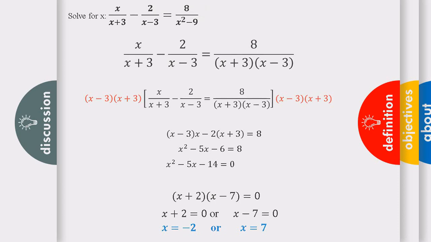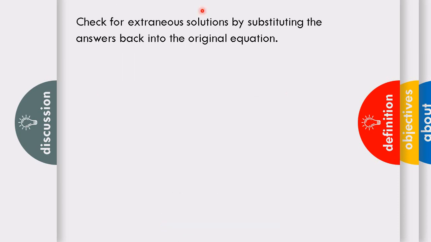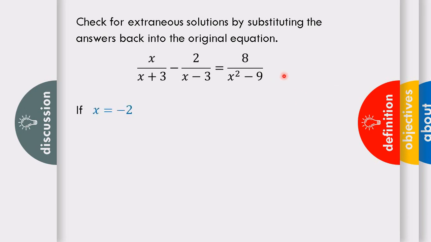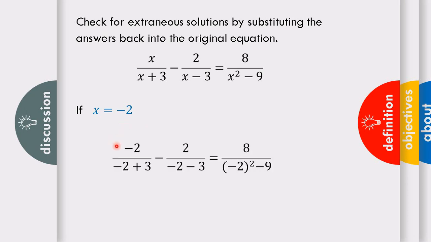So let's check, using the same rational equation. First is the x value negative 2. Substitute: negative 2 over negative 2 plus 3, subtracted to 2 over negative 2 minus 3, is equal to 8 over negative 2 squared minus 9. So we have now negative 8 over 5 is equal to negative 8 over 5. So therefore, negative 2 is a solution.